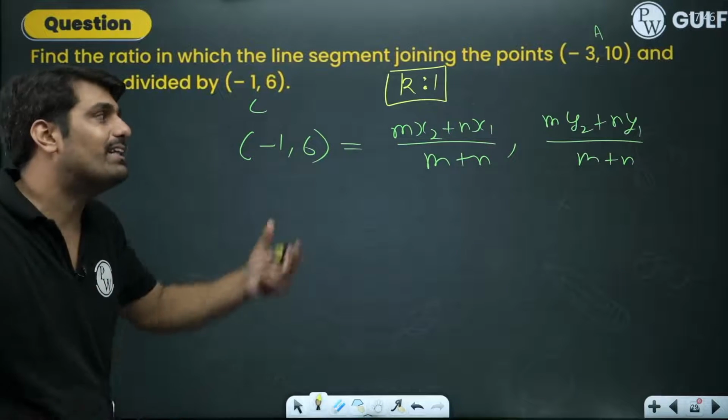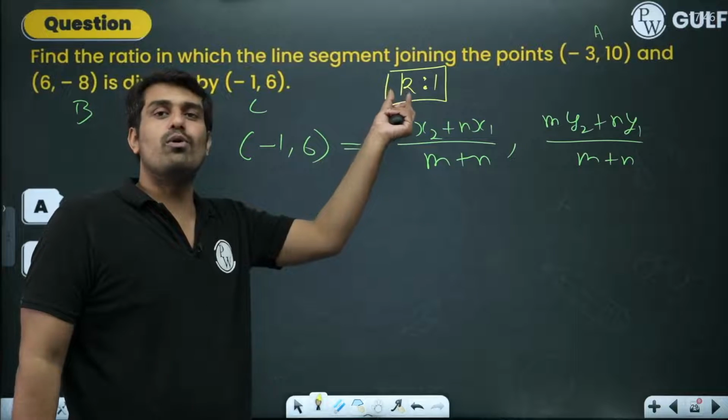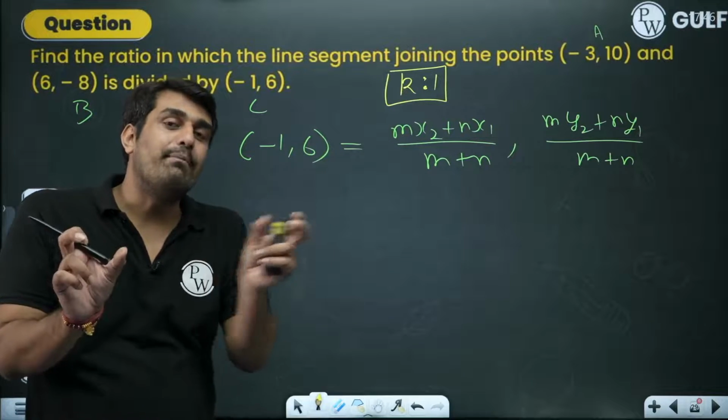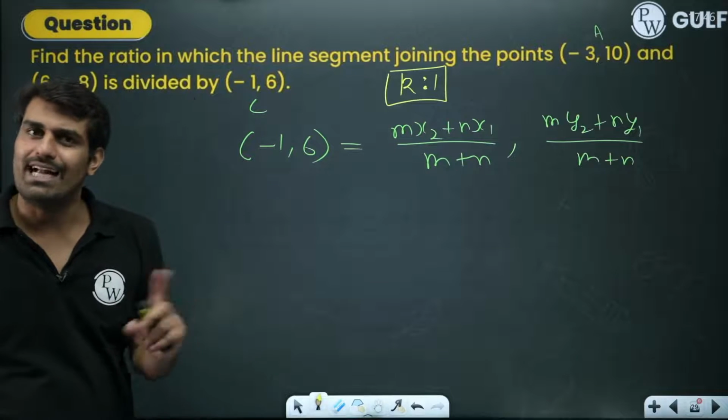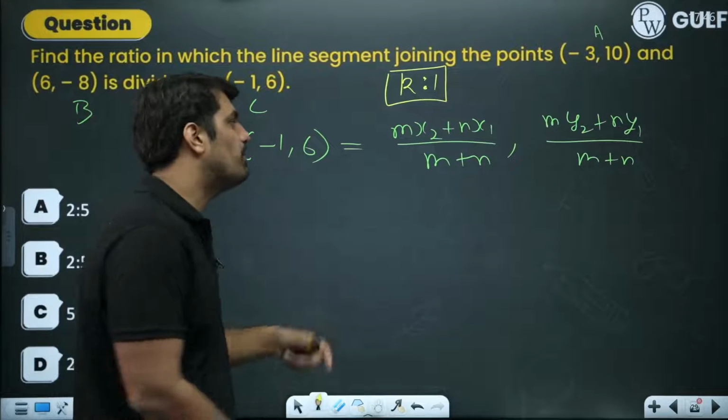We are assuming that the ratio is k ratio 1 and we don't know k, because if we had taken m and n, we would have two unknowns. At the moment, we have only one unknown. That's it. So going forward, apply this particular formula.